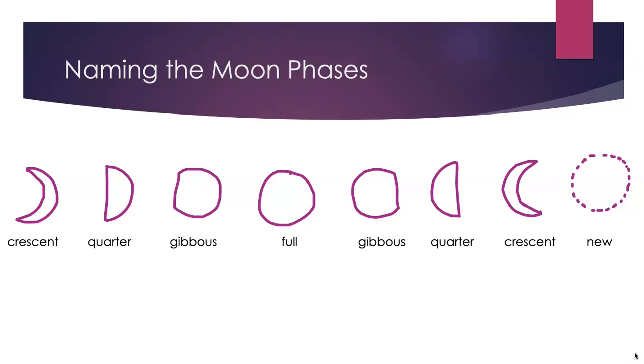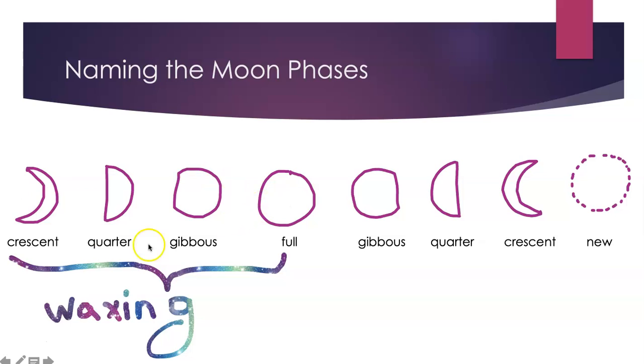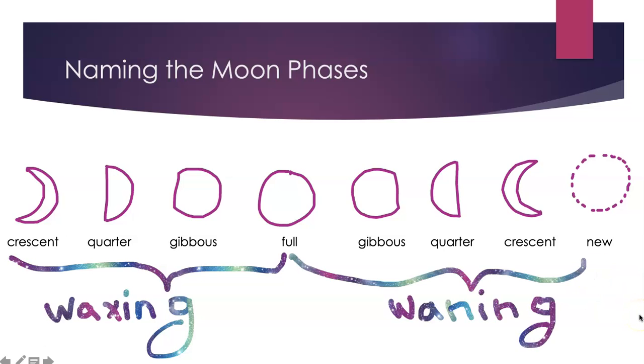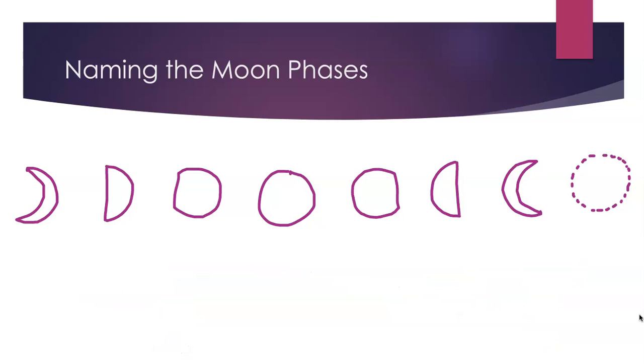When the moon is going from its new phase, which was before this crescent, to the full, it's called waxing. And when it's going from full back to new, it's called waning. So the moon waxes and it wanes. And this is part of the actual way we name the moon phases. So let's go back and name these correctly.